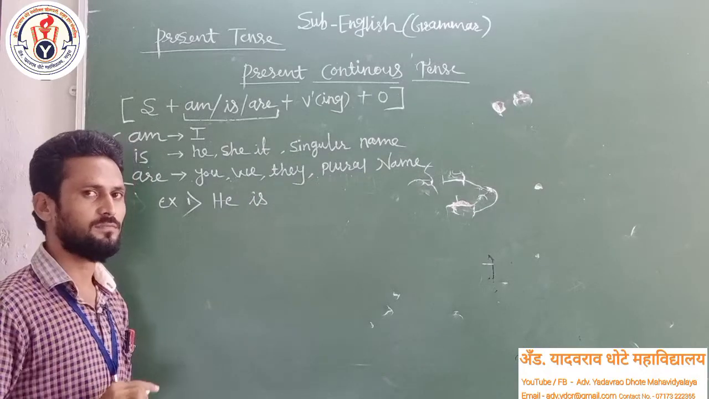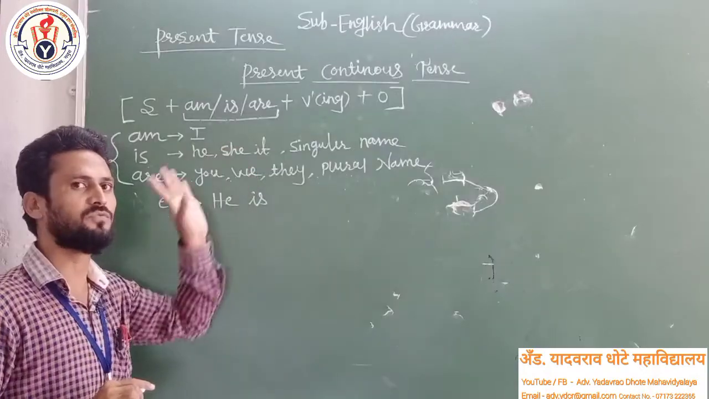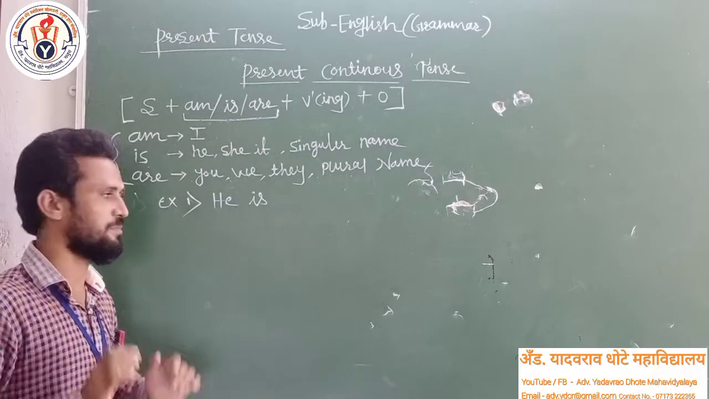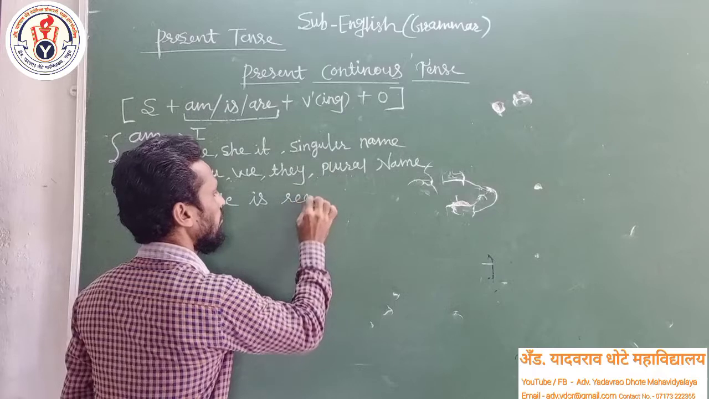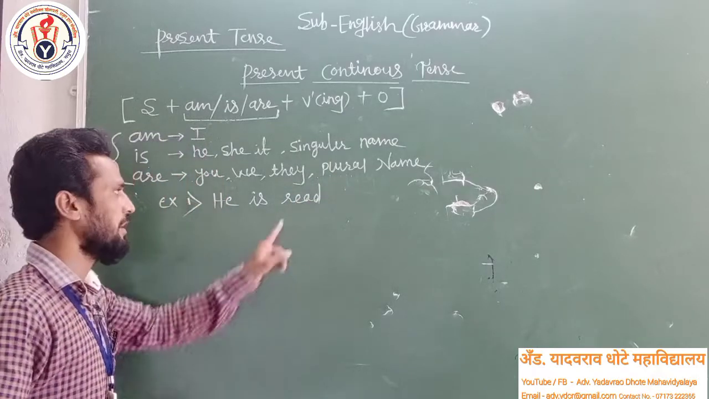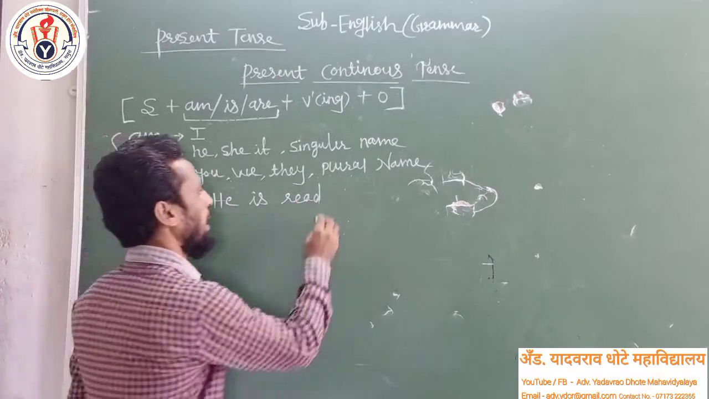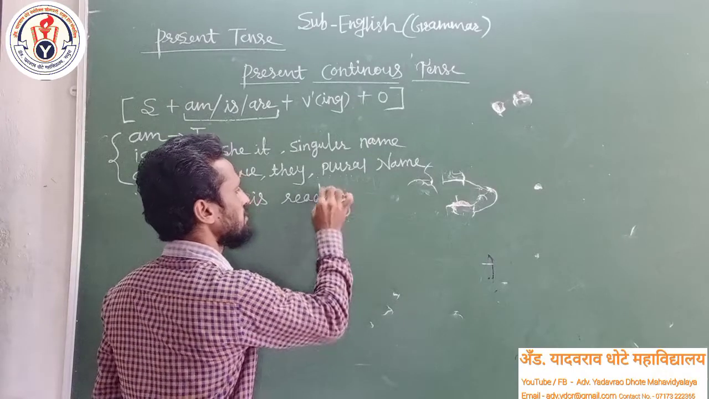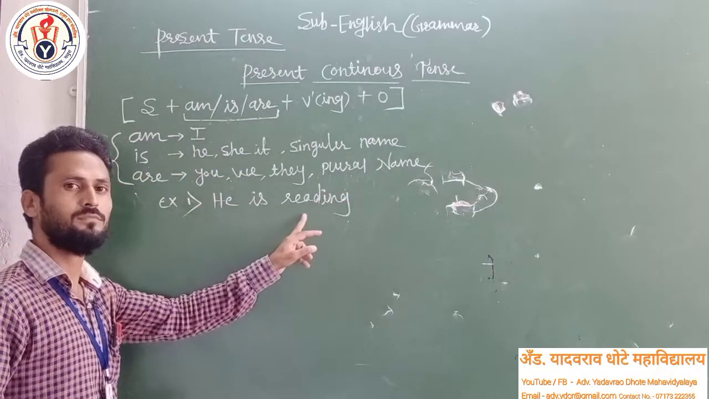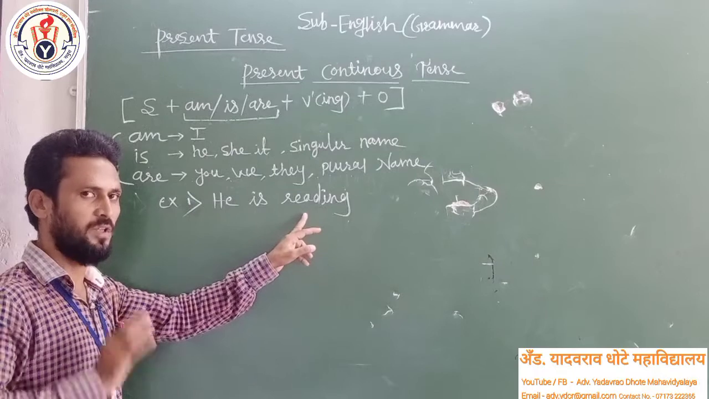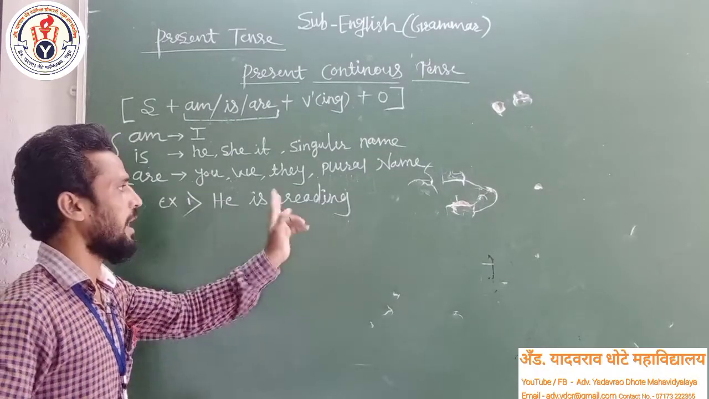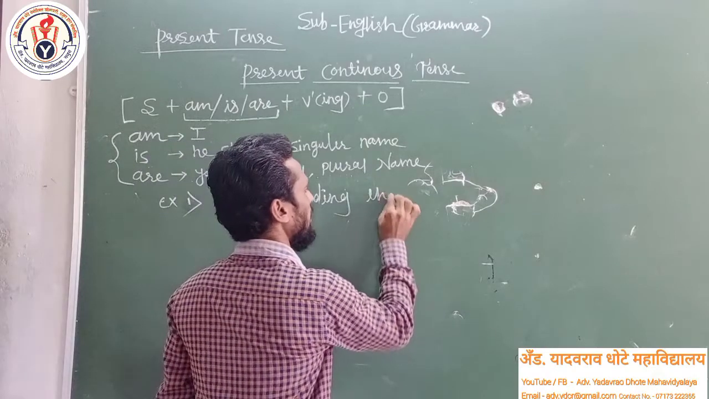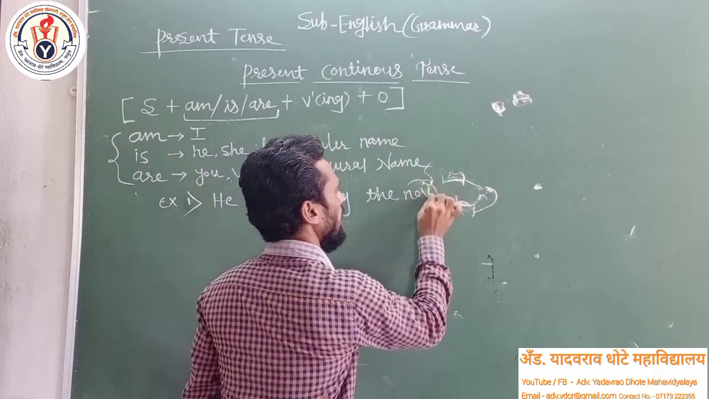Ing suffix that has been put to the first form and become present participle. So here I am adding the verb read. Read is the first form of the verb, and now I will put here ing suffix. In this way it will become present participle. Reading. He is reading. And the last one, reading the novel.